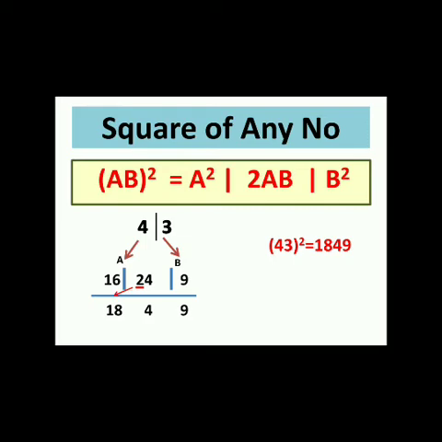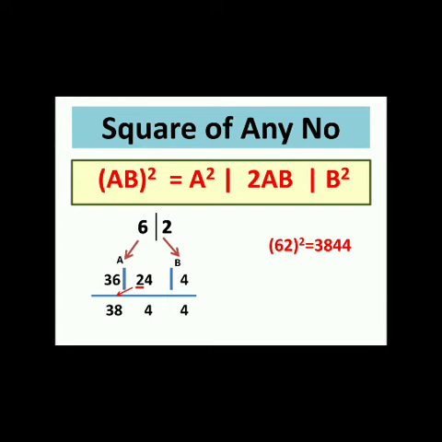Now what am I going to do for the answer children? The next step is I will write 9 as it is in the units place. Now from that 24 children, I will write 4 as the units place number in the answer. Now what happens? The tens place number from 24 gets carried forward. So 16 plus 2 gives me 18. So the square of 43 is 1849. Okay children. So very simple step. Let's take one more example and we'll try to understand it again.